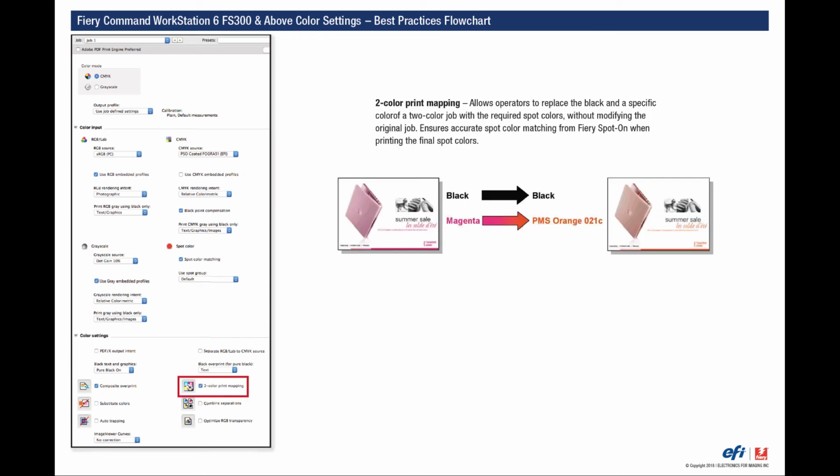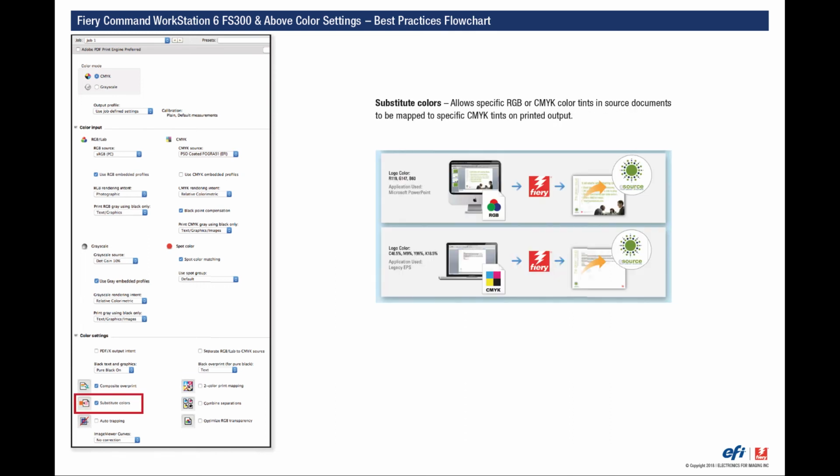The next one is 2-color print mapping. This lets me map a job from black and one particular color, either cyan, magenta, or yellow, to another combination, which is black and a specific Pantone color. Okay? It's not a particularly useful feature. Some people use it for plate making in some markets, but there probably isn't any application in the workflows you're doing with most of your modern fieries.